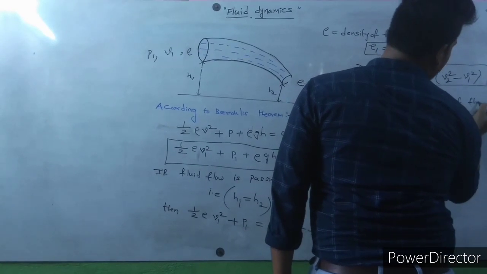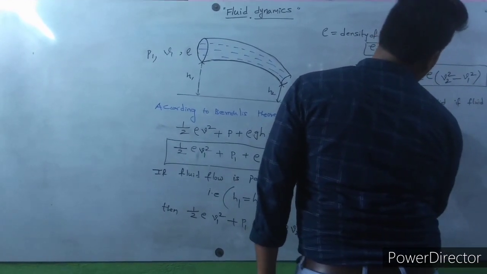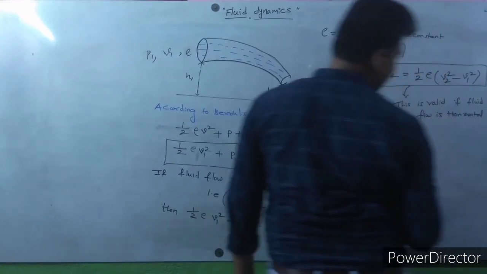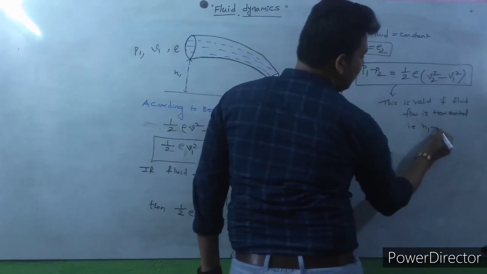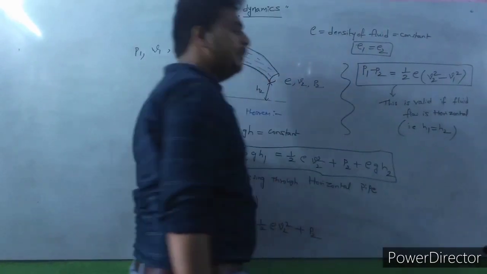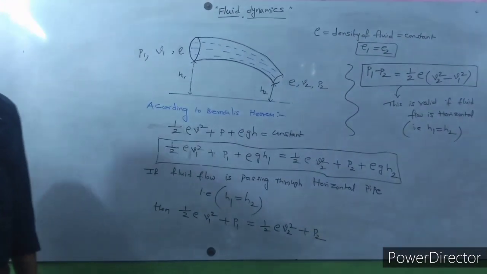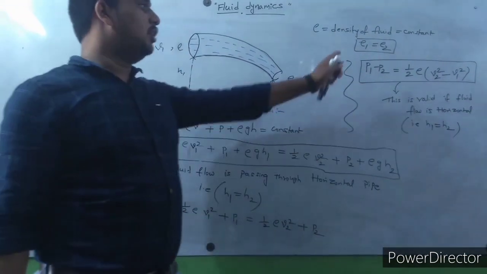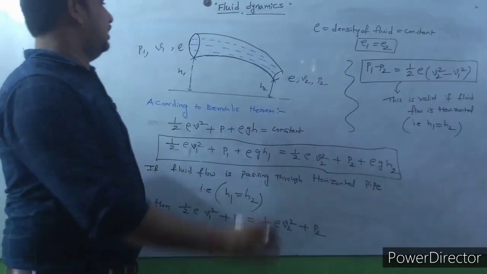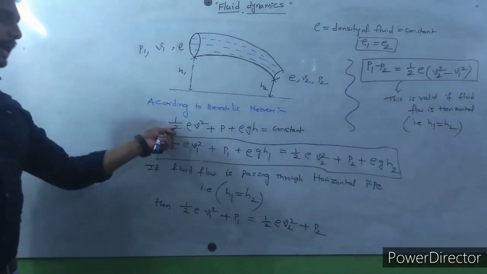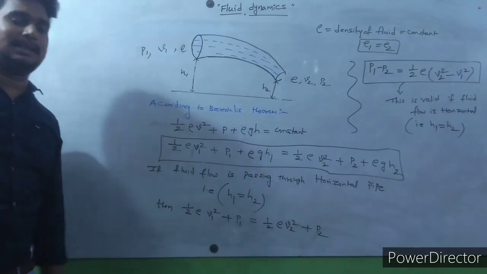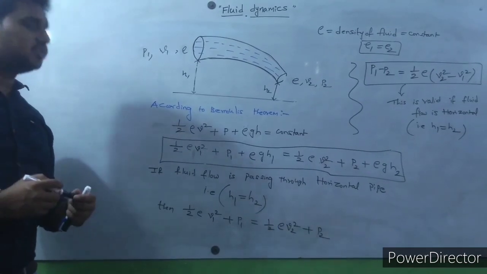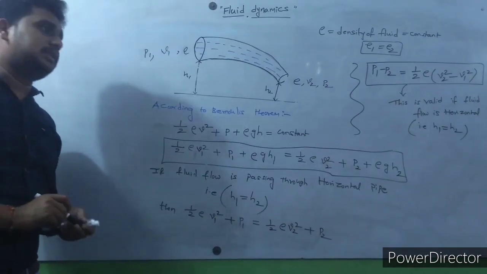This is valid if the fluid flow is horizontal, that means H1 is equal to H2. At that time, this formula is valid. So Bernoulli's theorem is very, very important. Pressure head plus gravitational head plus velocity head is equal to constant. So this is about Bernoulli's theorem.